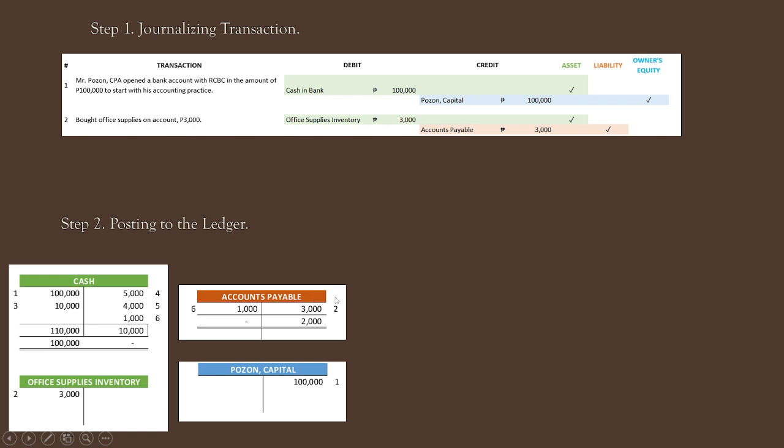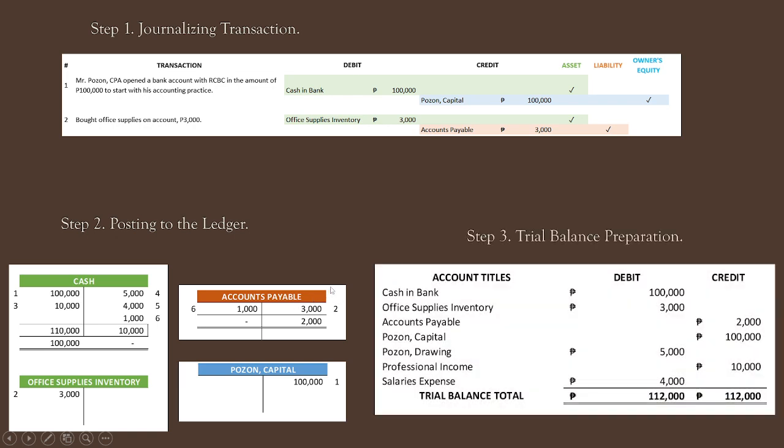Then the trial balance preparation, if you remember, cash in bank. What is the total balance of cash? 100,000 debit. So what we put in the trial balance is a debit for cash in bank. And then the office supplies inventory balance is 3,000 debit. And then accounts payable, 3,000 credit. And then Pozon capital, 100,000 credit.